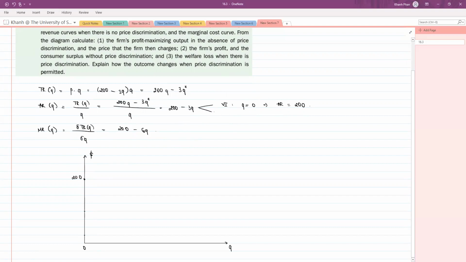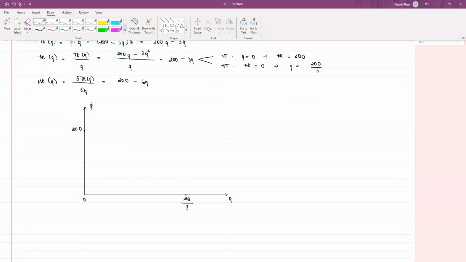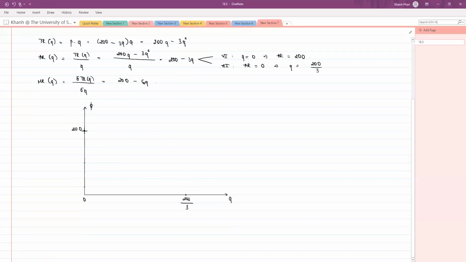Now the horizontal intercept is going to be where I put average revenue equal to 0, and so solving for Q, I'll get Q equal to 200 on 3. So that's just going to be, say, somewhere here, it doesn't matter. So that is my horizontal intercept. If I connect these 2 points together, I'll get my average revenue curve.